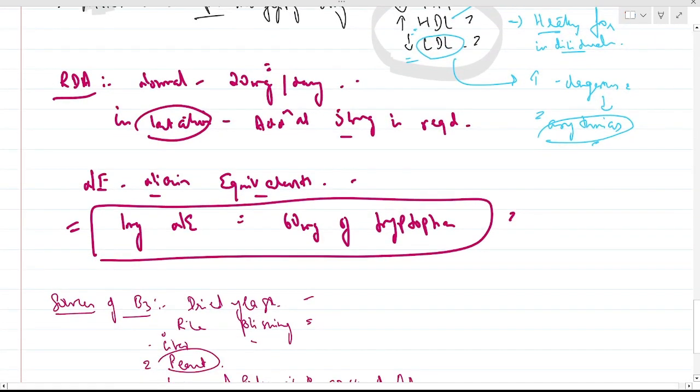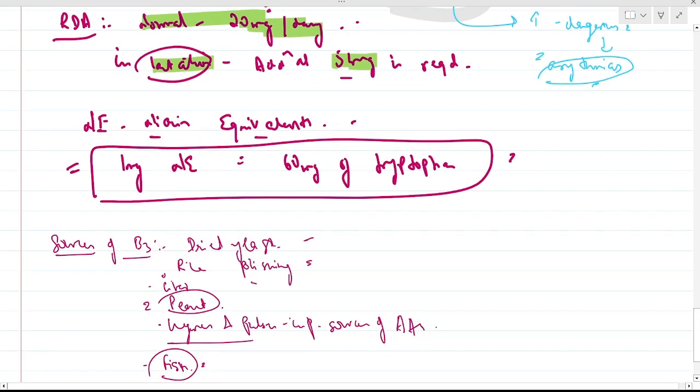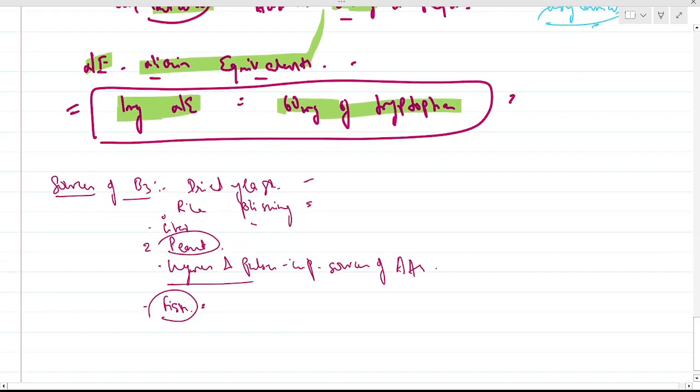Then we come to the RDA of vitamin B3. So RDA in a normal adult is 20 milligrams per day. In lactation and also in pregnancy, an additional 5 milligrams is required. For calculation of the intake or medication of niacin, there is a niacin equivalent, which is 1 milligram of niacin equivalent is equal to 60 milligrams of tryptophan. You need to remember this fact.